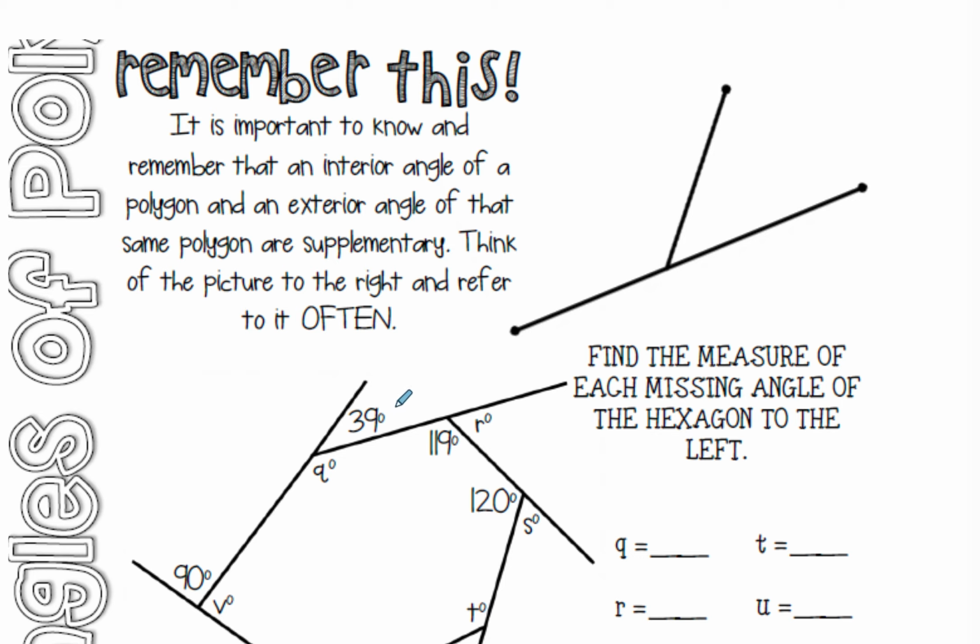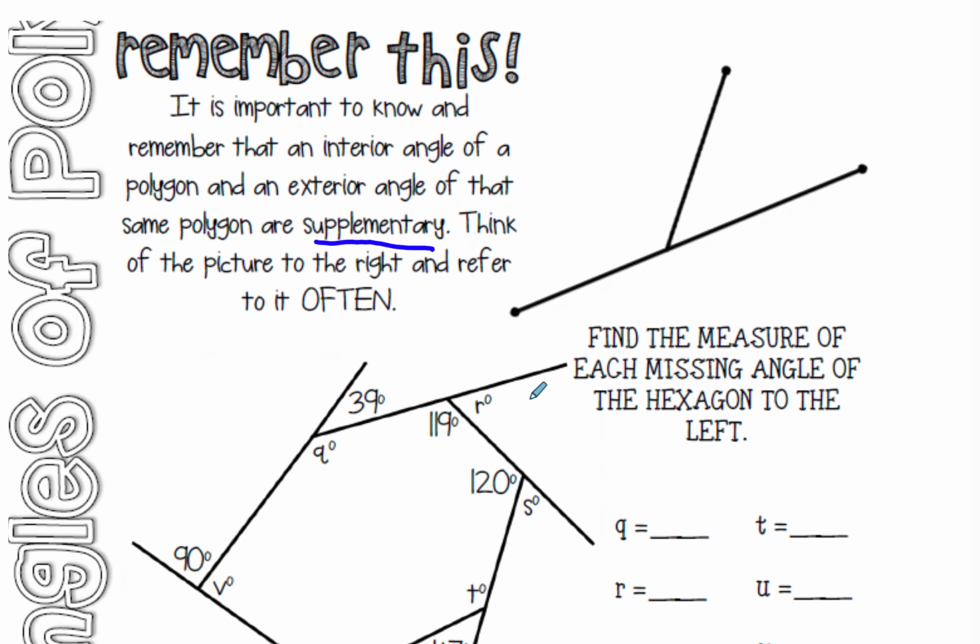Remember, this is important to know: the interior angle of a polygon and the exterior angle of that polygon are supplementary. We've talked about that word before. It means they make a straight line or equal 180 degrees. Think of the picture to the right and refer to it often. So our inside angle and our outside angle are always going to be supplementary. They're going to equal 180 degrees.